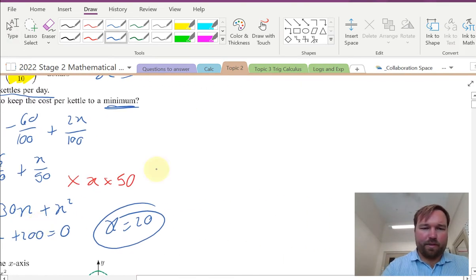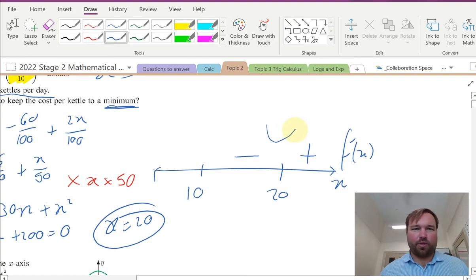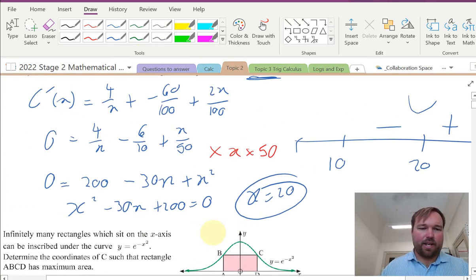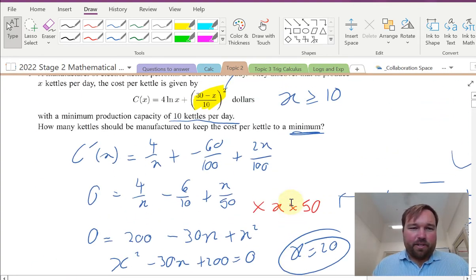Our sign diagram, therefore, is going to be 10, 20 for x of f'(x). And we substitute numbers in. As we substitute numbers in, we should find that's negative, that's positive, giving us a minimum cost here at x equals 20 kettles. Also, I really hope I'm getting these right because I'm not doing maths as I go.